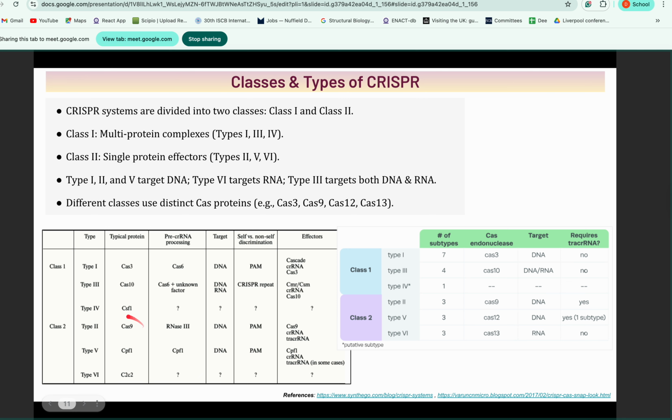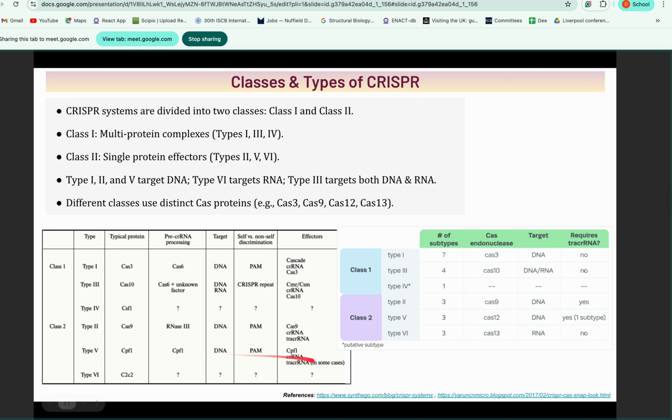As I mentioned, in this case only a single enzyme is enough along with the CRISPR system. Similarly in type 5, Cpf1 also targets the DNA, and it recognizes self versus non-self using the PAM, the protospacer adjacent motif. And in the case of type 6, which is not well studied, the protein is C2c2. What is the precursor CRISPR RNA processing? That is not yet known, and what it targets is also not yet known.